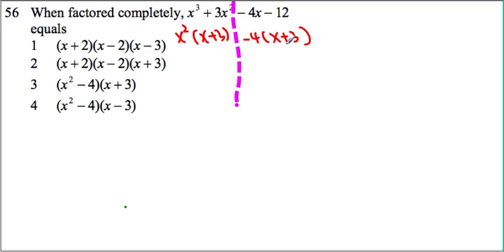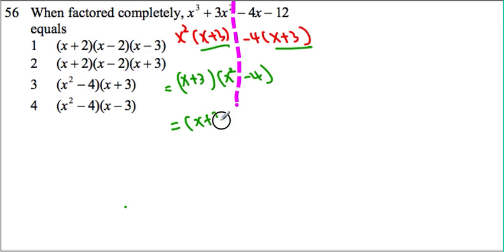Aha, wait a minute. X plus 3 is common in both cases. And if you factor these two things out, x plus 3, we are left with x squared minus 4. Now, what is x squared minus 4 once you factor? Yes, that's right. X plus 3 was already there. X squared minus 4 is what? X plus 2 and x minus 2.